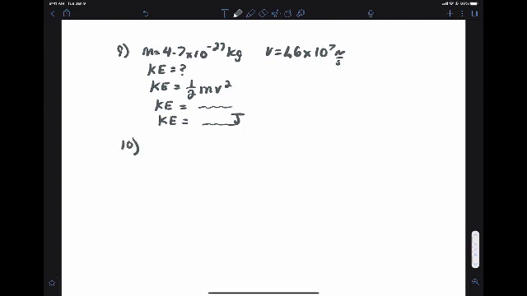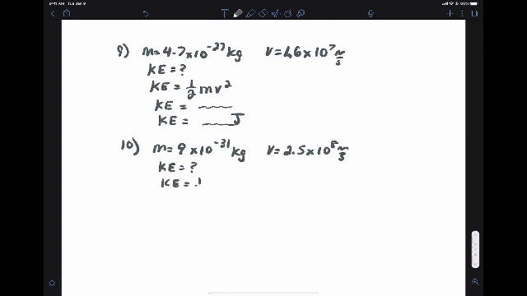Number 10 is going to be very similar to the last one. It says an electron with a mass of 9 times 10 to the negative 31st kilograms, and it's moving at a speed of 2.5 times 10 to the 8th meters per second. We're trying to find the kinetic energy, so it is exactly like the last one. It's just more practice. So you plug in your variables, you use your calculator and come up with your answer. And we're on to the last one.